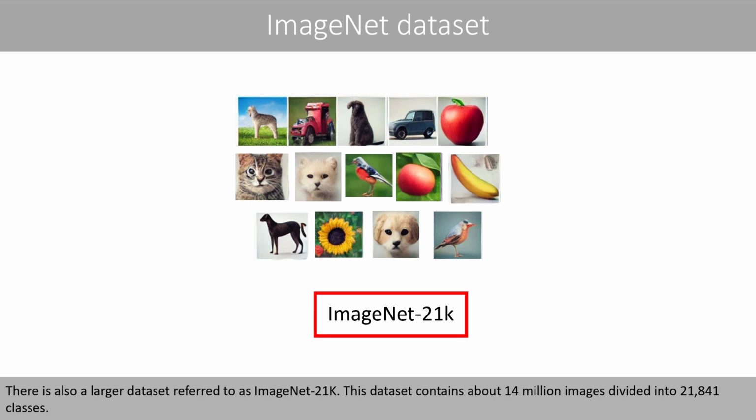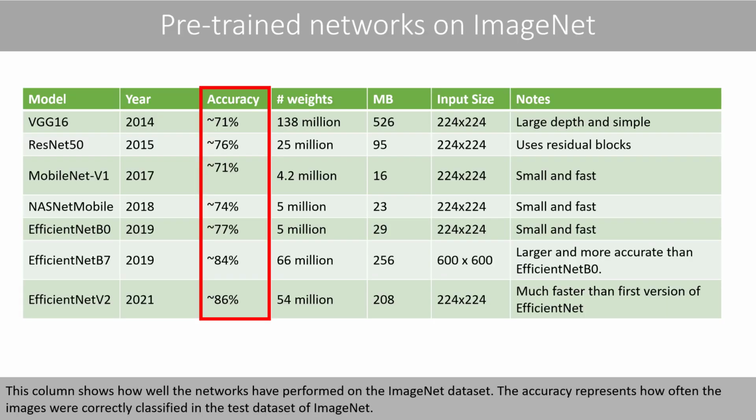There is also a larger dataset referred to as ImageNet 21K. This dataset contains about 14 million images divided into 21,841 classes. This column shows how well the networks have performed on the ImageNet dataset. The accuracy represents how often the images were correctly classified in the test dataset of ImageNet.